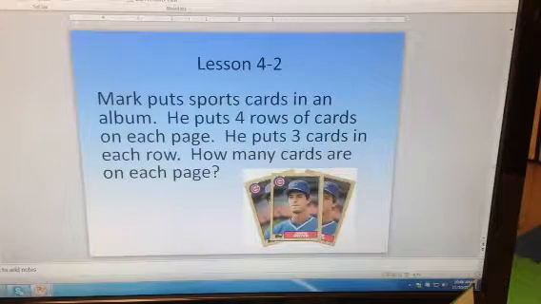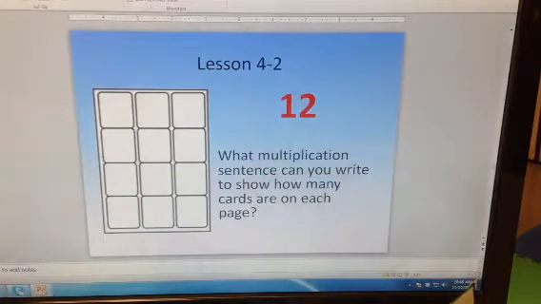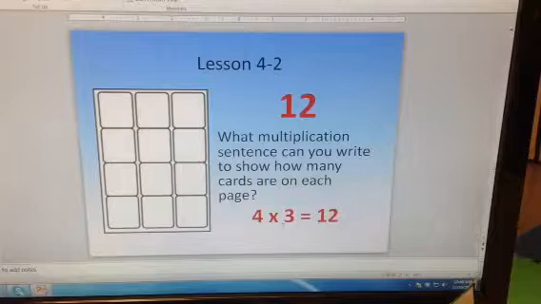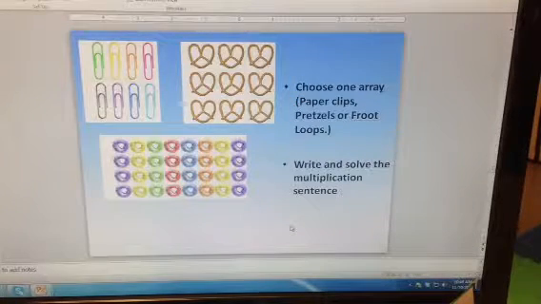Here is a question we puzzled over. Mark put sports cards in an album. He put 4 rows of cards on each page. He puts 3 cards in each row. How many cards are on each page? Students were drawing this problem and writing a multiplication sentence to solve. 4 down, 3 across, like in the picture there. And the multiplication sentence would show the number that goes down, and then the number that goes across as well. So 4 down, 3 across. The sentence is 4 times 3. We practiced with this.